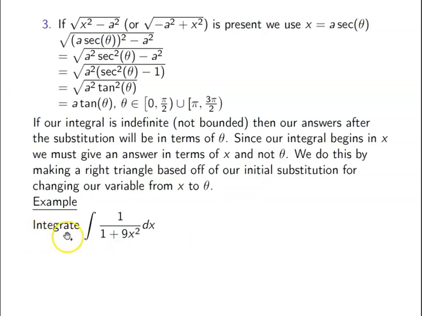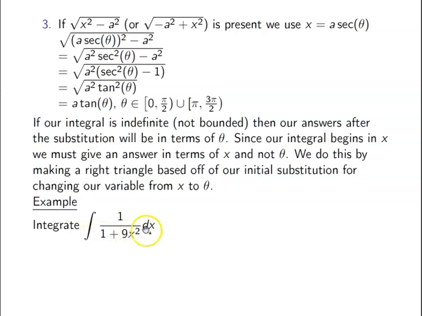Okay, so let's go ahead and integrate 1 over 1 plus 9x squared. So again, it's not always going to have a square root sign, right? This could have been on top, and maybe something different on bottom. And we might have still needed to use a trig sub, right? But here, definitely we need to use a trig sub.